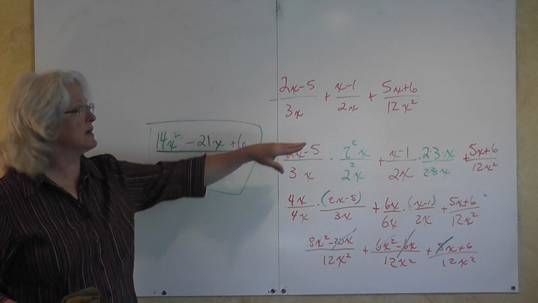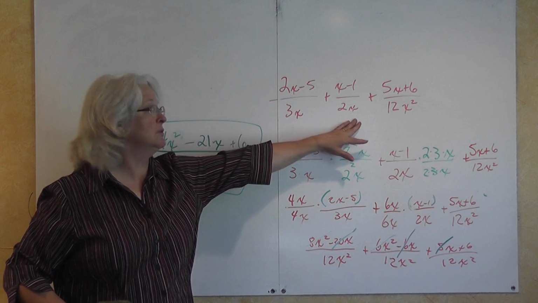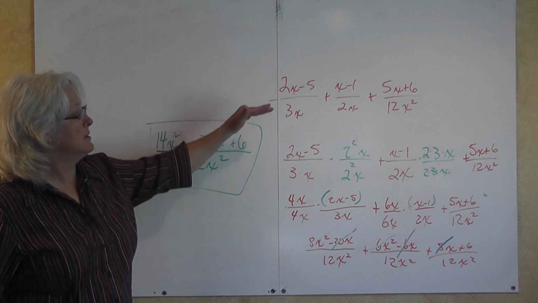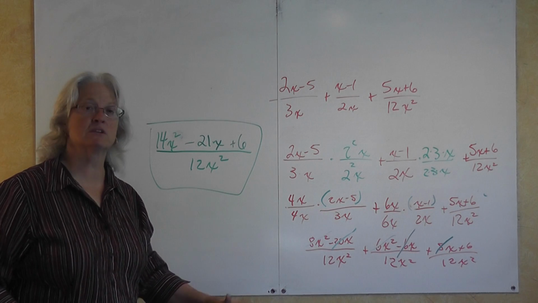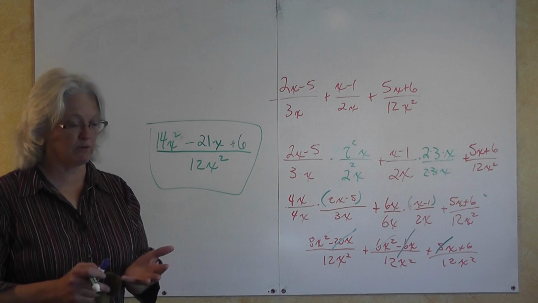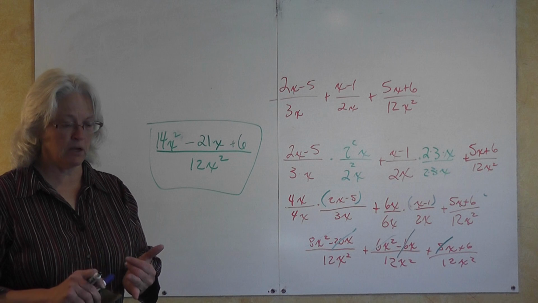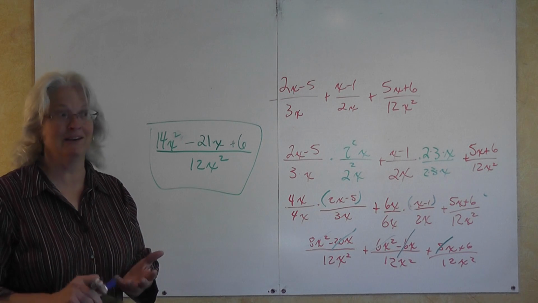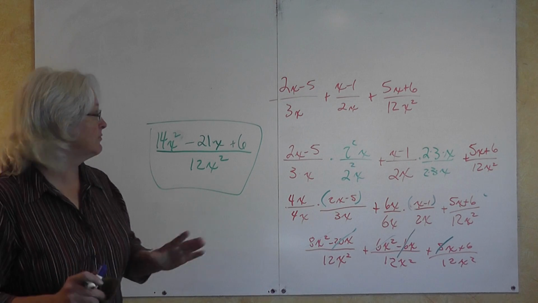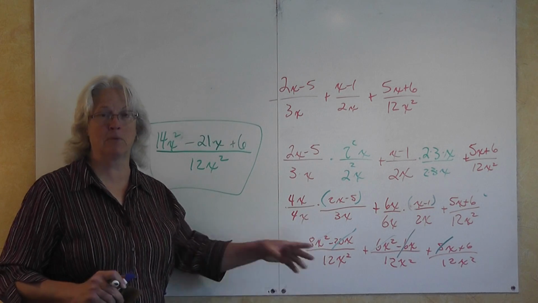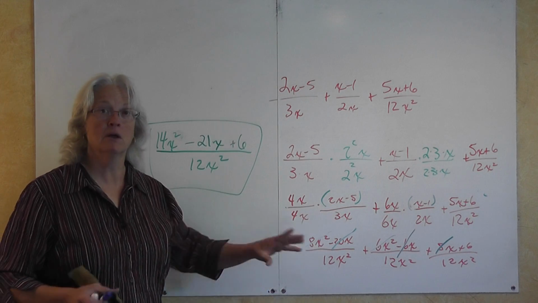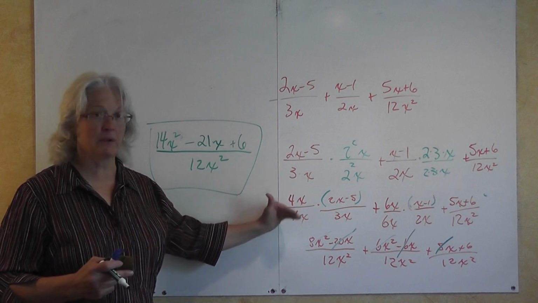2x minus 5 over 3x plus x minus 1 over 2x plus 5x plus 6 over 12x squared. You see that there's rather a lengthy process involved. Do not get in a hurry trying to do these problems, and don't think that you can sit down in front of your iPad with your iPod in, playing a video game with somebody, texting back and forth with 5 people at the same time, and being on Facebook and Twitter. You can't do it. You've got to have your concentration here so that you can make sure that you're not dropping anything.